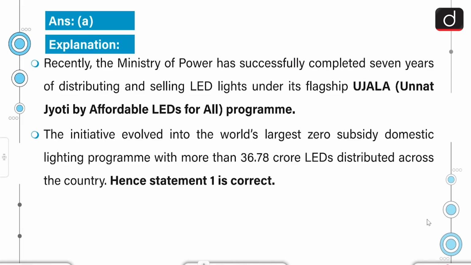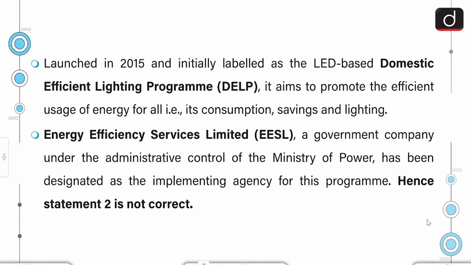Now, recently, the Ministry of Power has successfully completed 7 years of distributing and selling LED lights under the flagship UJALA Scheme. The initiative evolved into the world's largest zero-subsidy domestic lighting program with more than 36.78 crore LEDs distributed across the country. Launched in 2015 and initially labeled as the LED-based Domestic Efficient Lighting Program (DELP), it aims to promote the efficient usage of energy for all and its consumption, savings and lighting.